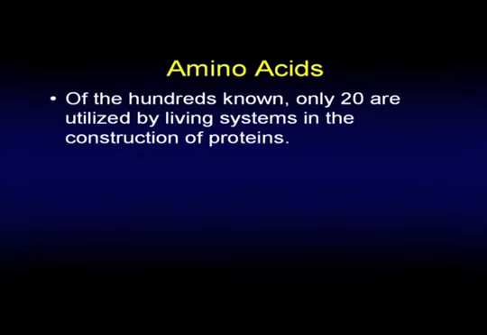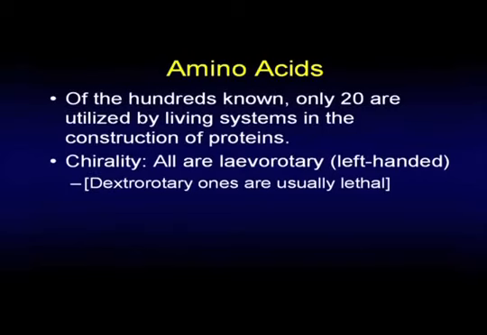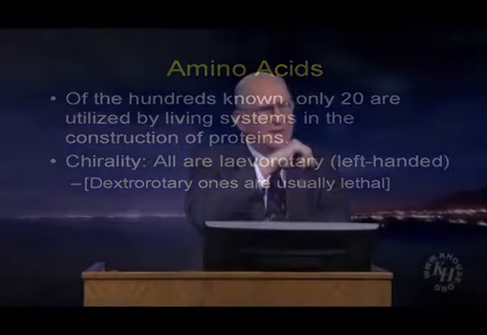Amino acids. There are hundreds of different kinds that are known, but only 20 are used by living systems. And they're used to construct the proteins that make us up. It's interesting, when you put one of these molecules together, you can put it together 2 ways. You can build a molecule and you can make its mirror image. It turns out that all living things are left-handed. Right-handed equivalents are poisonous to the left-handed ones. All life uses left-handed chirality. The chirality is always left-handed.